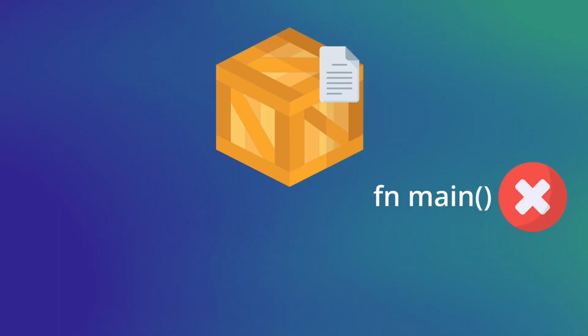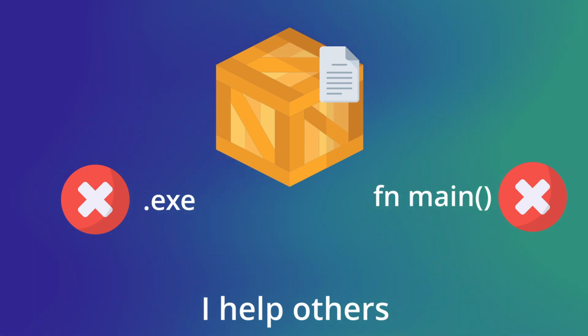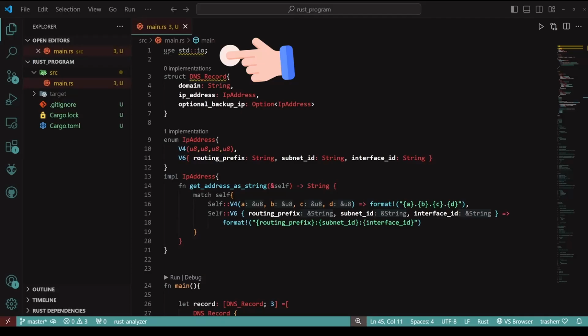Library crates don't have a main function and they don't compile to an executable. Instead, they have functionalities which help our binary crates. For example, the io crate that we have been using to take the input from the user.